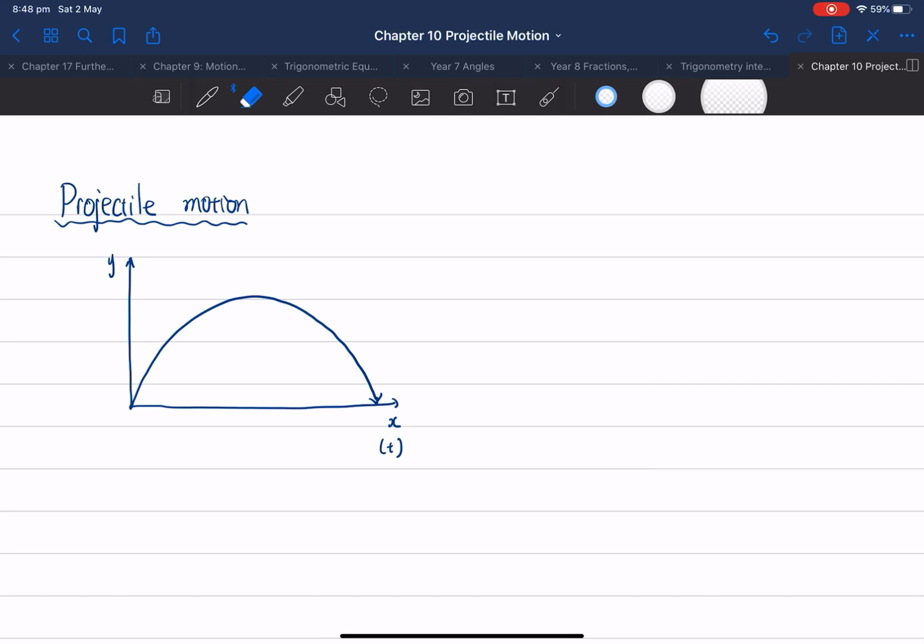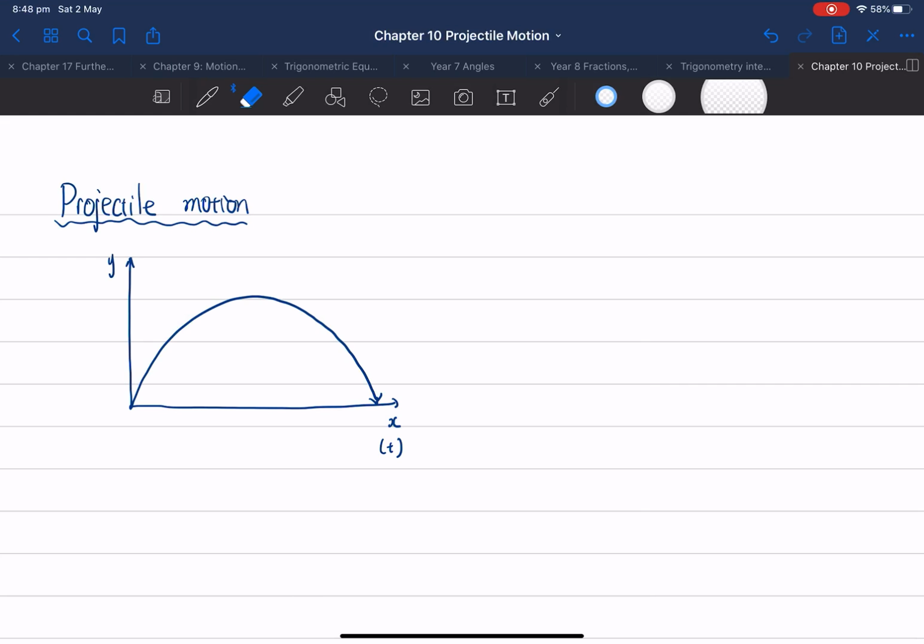Alright, so today we're going to talk about projectile motion. So have a look at this diagram here. Imagine if you throw something into the air. Just because of the gravity, the object is going to eventually come back to the ground. Alright? This is the diagram that represents this information here.